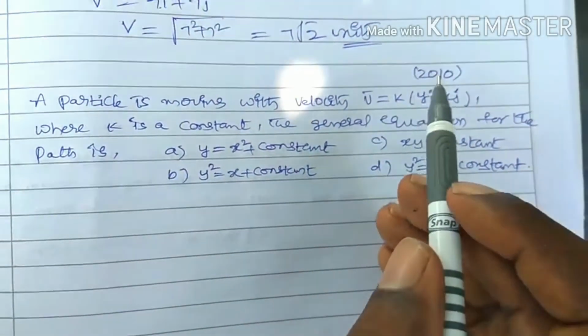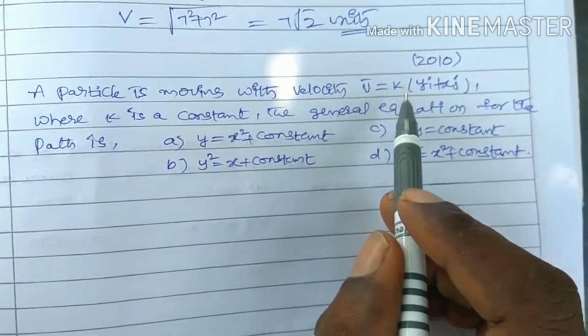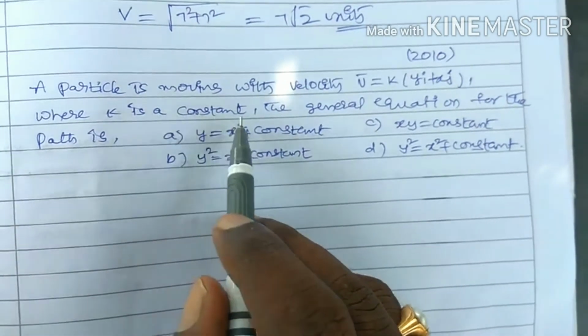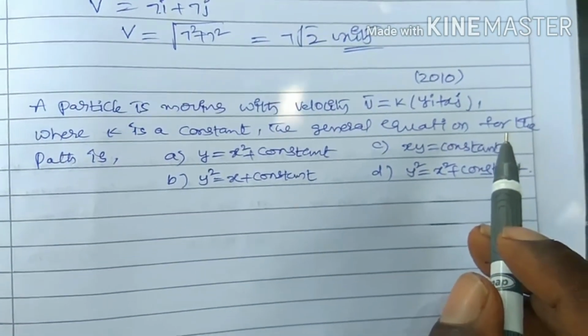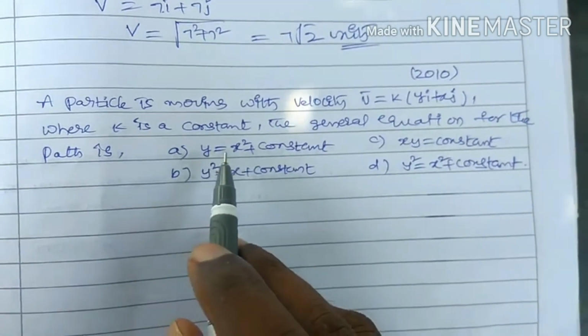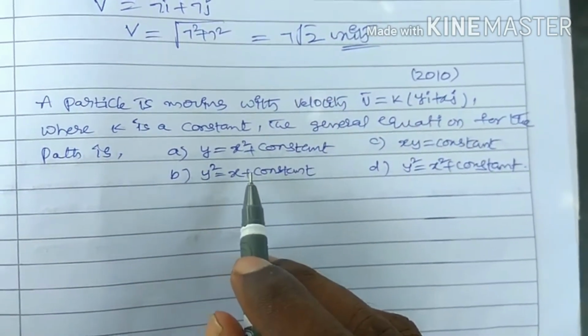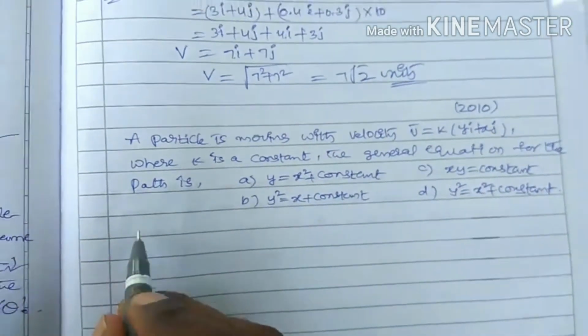Here is another question which was asked in 2010. A particle is moving with velocity v is equal to k into (yi plus xj), where k is a constant. The general equation for the path is: y is equal to x square plus constant, xy is equal to constant, y square is equal to x plus constant, or y square is equal to x square plus constant. Let us see how we can find out.